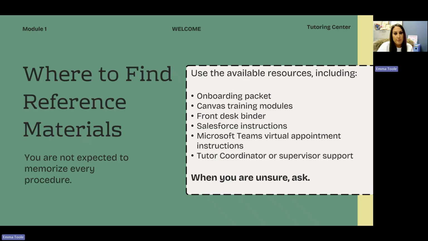This is a really important slide because it's reminding you where you can find resources if you're not sure what to do when you're working the front desk. The onboarding packet is a key reference, but it's not the only support available. You should also be using the Canvas training modules. There is a binder at the front desk that has tons of really good information. There are Salesforce instructions, and there are updated virtual appointment directions.